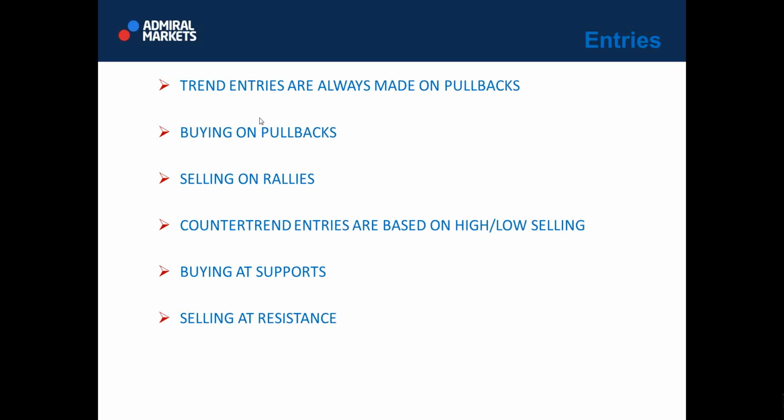Now remember this. This is the only truth. Trend entries are always made on pullbacks. Buying on pullbacks, selling on rallies. Those are the terms we traders use. So, buying on pullbacks. This is a pullback. When we are buying, we want to see the lower price. This is the primary method of trend trading, because we don't want to buy high and we don't want to sell low, unless we are using a special way of trading called breakout trading.